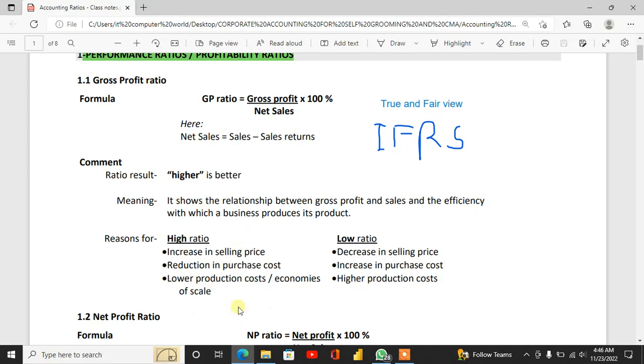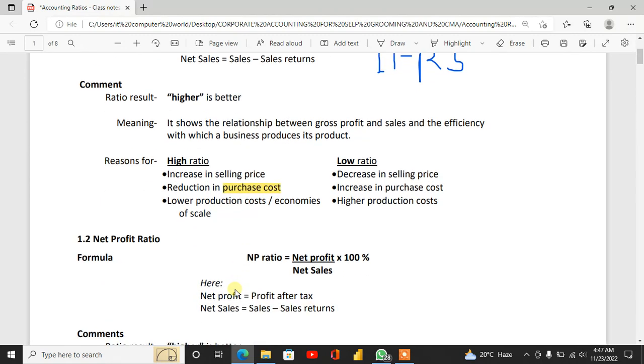A high ratio is better because we want increasing selling prices. If we charge a high selling price, we will have a good margin. Reduction in the purchase cost: if we purchase raw material and the raw material cost is reduced, it means we can sell our goods at a good, reasonable price, which will be more profitable to us. And when we purchase at a lower cost, ultimately we will have a lower production cost, which is better than all.